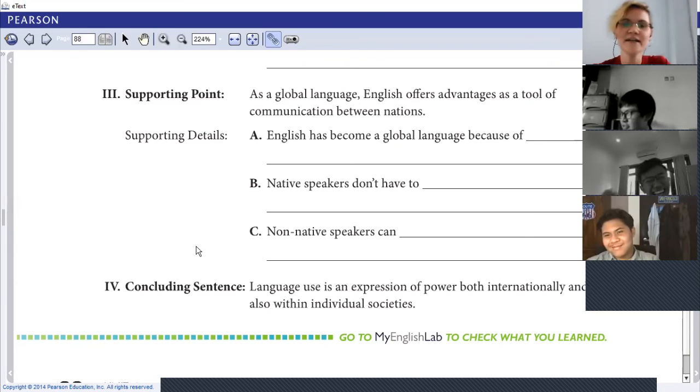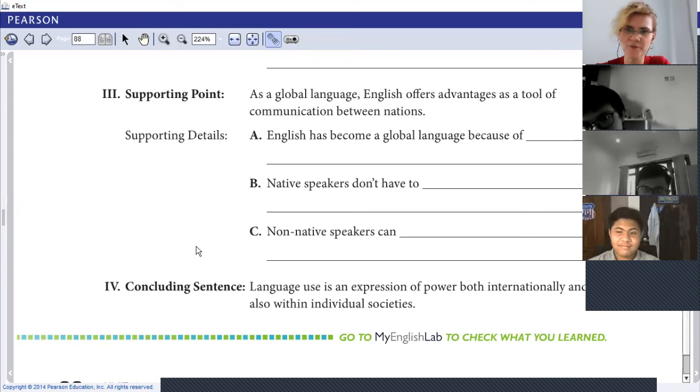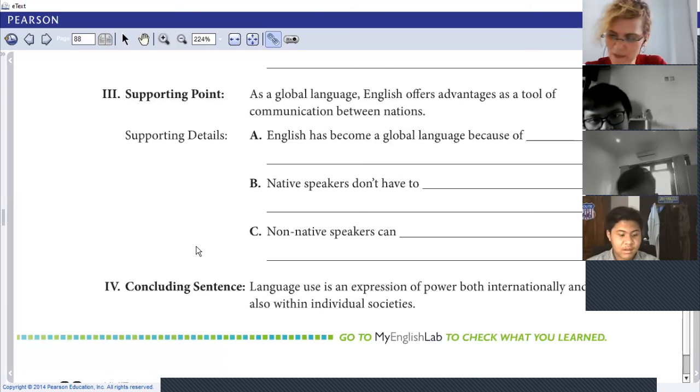Okay, second main point. As a global language, English offers advantages as a tool of communication between nations. The first detail: English has become a global language because of... Why did it become a global language?